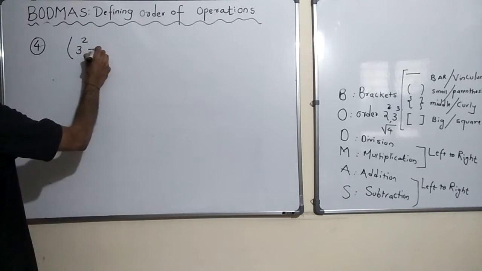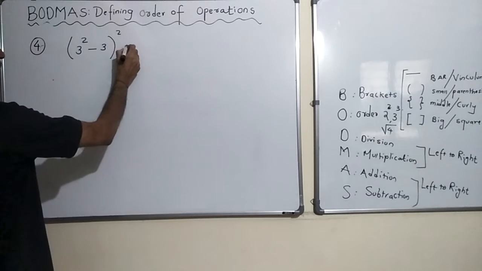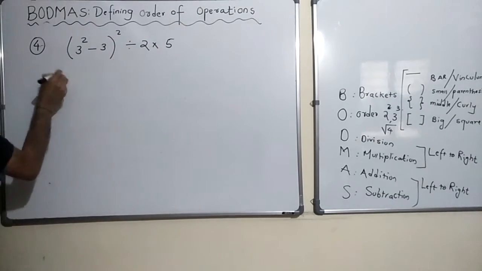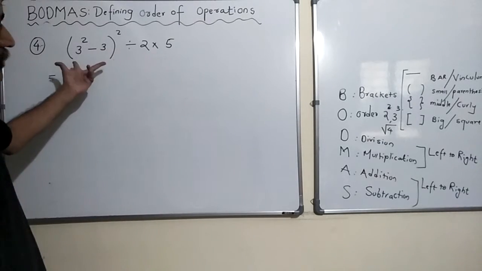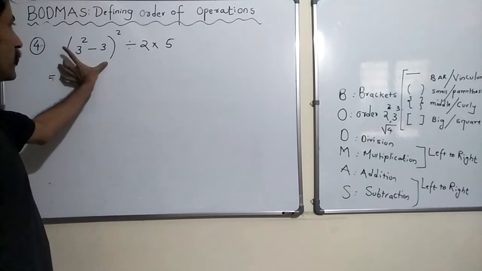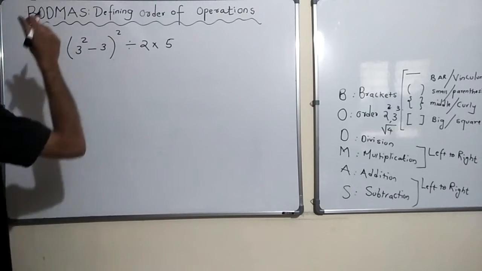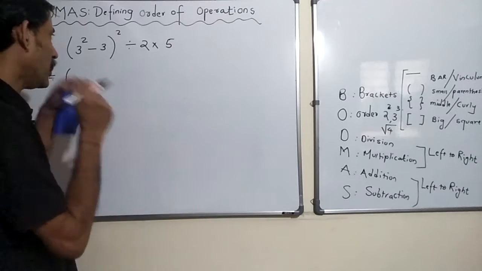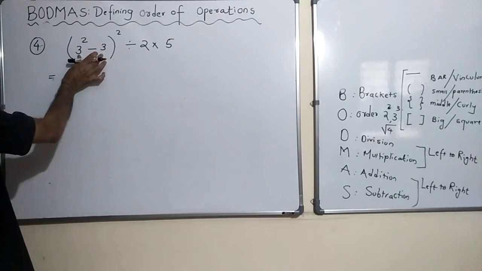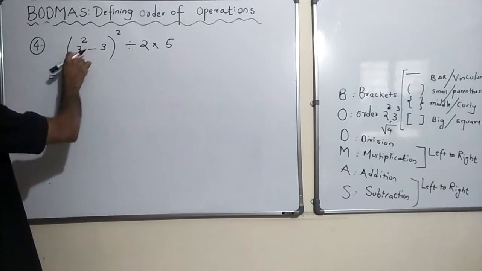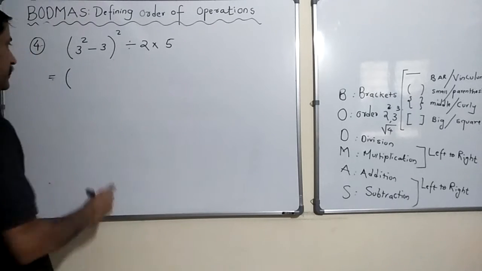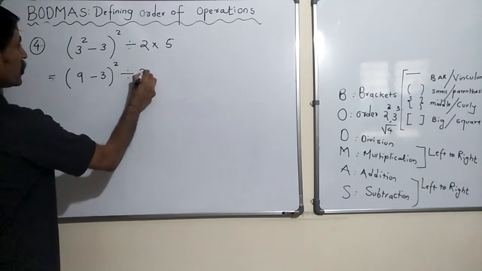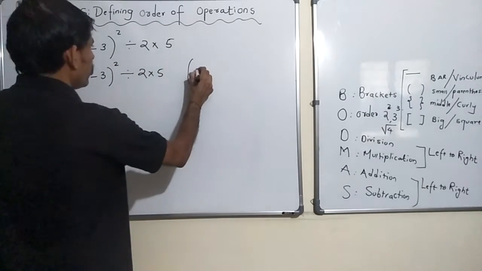(3 square minus 3) the whole square divided by 2 into 5. Okay, that's good. Now to begin with, you can see a bracket already. So I am going to solve this bracket. So let's go inside this bracket. Now inside this bracket again you have to apply BODMAS. Inside this bracket there is no bracket but there is an order, so I need to solve the order first. So this becomes (9 minus 3) the whole square divided by 2 into 5. So I took care of order.